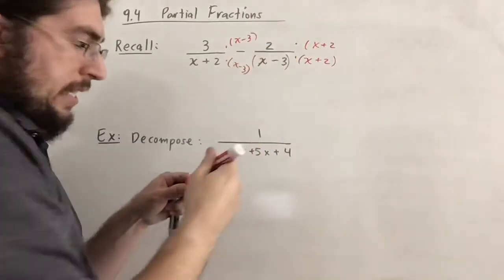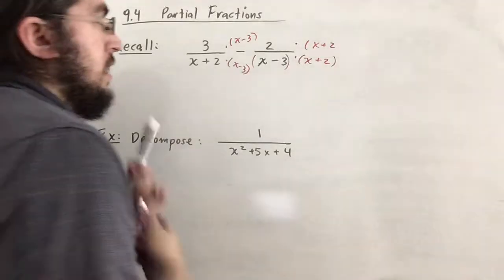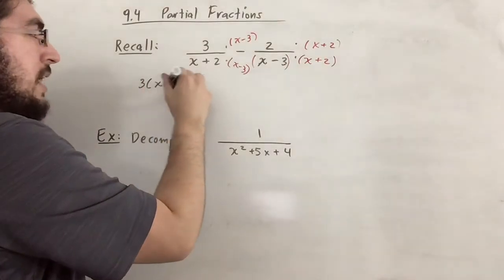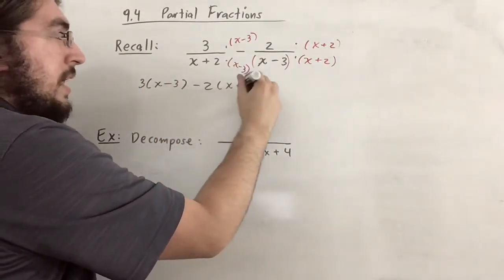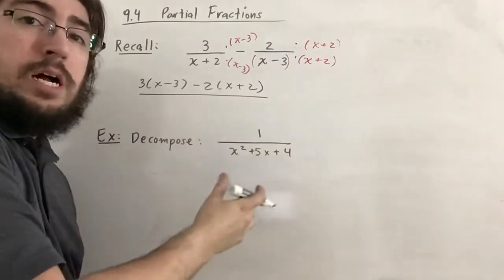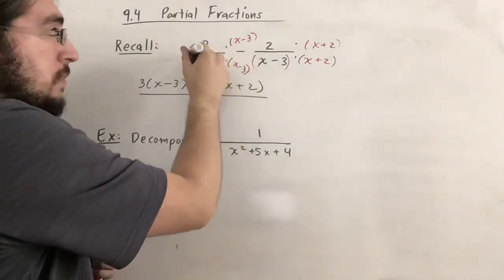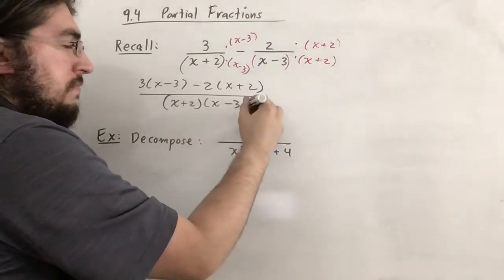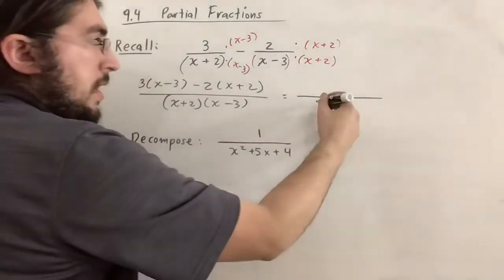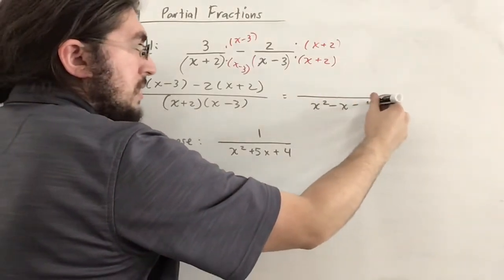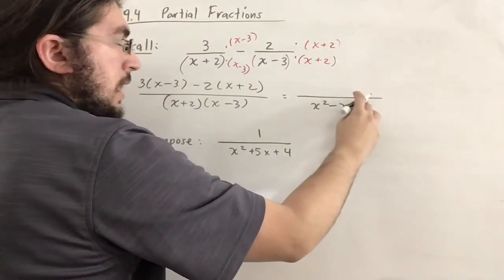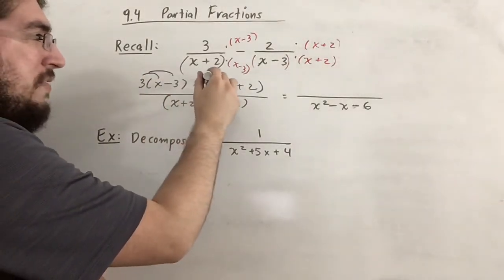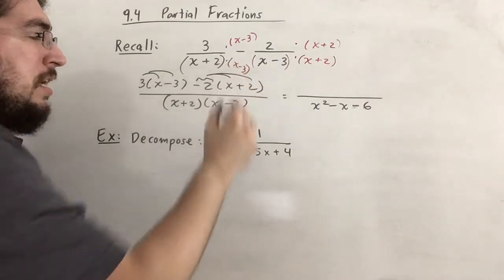And what we end up getting is, well, let's see. I forgot a parenthesis there. That's fine. So we end up getting 3 times the quantity x minus 3 minus 2 times the quantity x plus 2, all over the common denominator, x plus 2 times x minus 3. And you can of course FOIL the bottom to get x squared minus x minus 6. Good. And in the numerator, this is 3x minus 9. And if you distribute the negative 2, you get negative 2x minus 4.